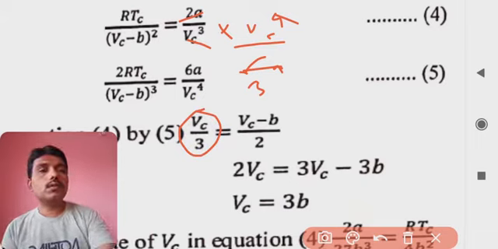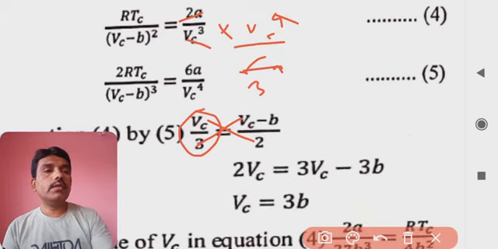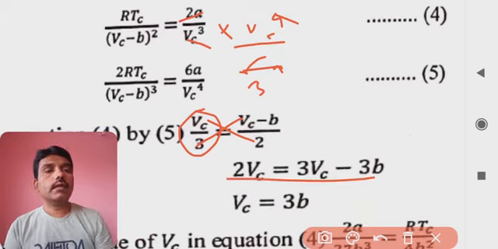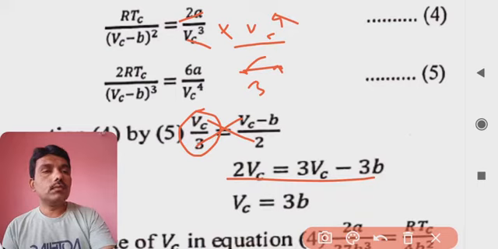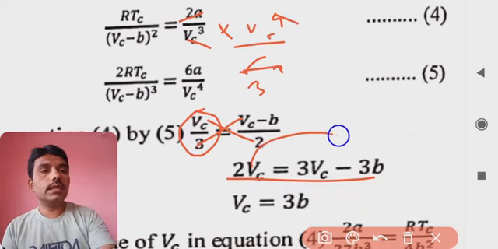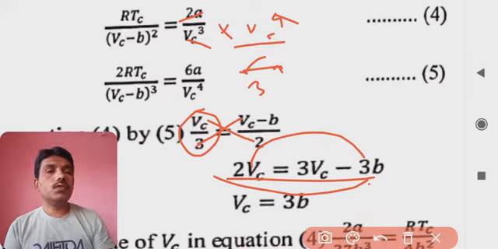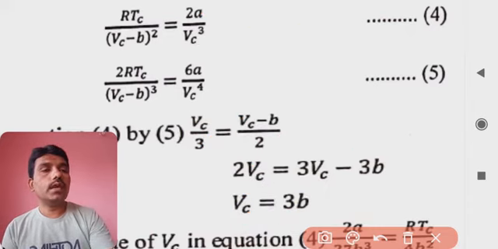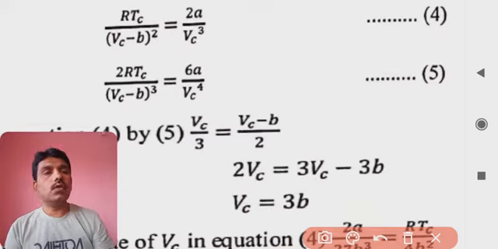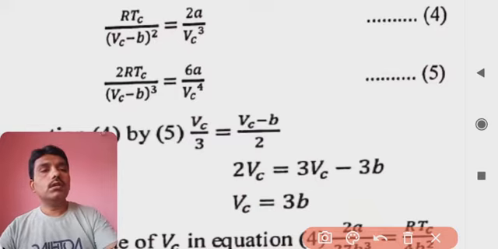So now if we do cross multiplication, 2Vc is equal to 3Vc minus 3b. If I take this 2Vc to this side, plus becomes minus, and this 3b, which is minus on this side, becomes plus when taken to the other side. That means 3Vc minus 2Vc is equal to 3b, and 3Vc minus 2Vc is 1Vc. So Vc is equal to 3b. So we have the value for the critical volume, that is Vc is equal to 3b.